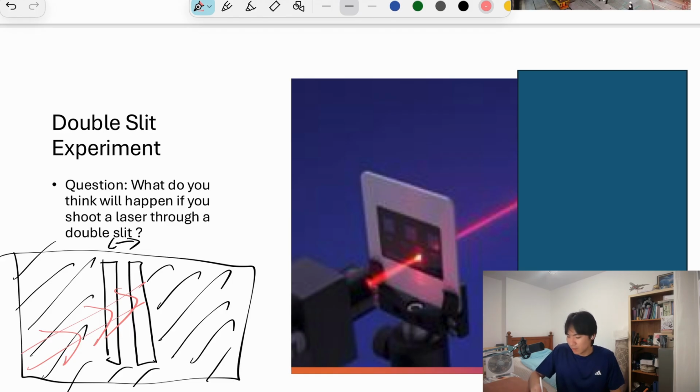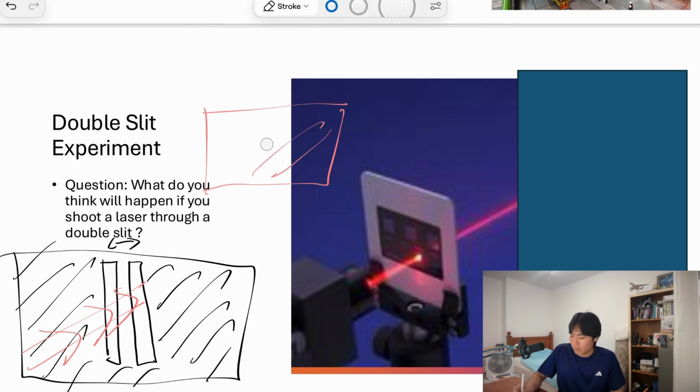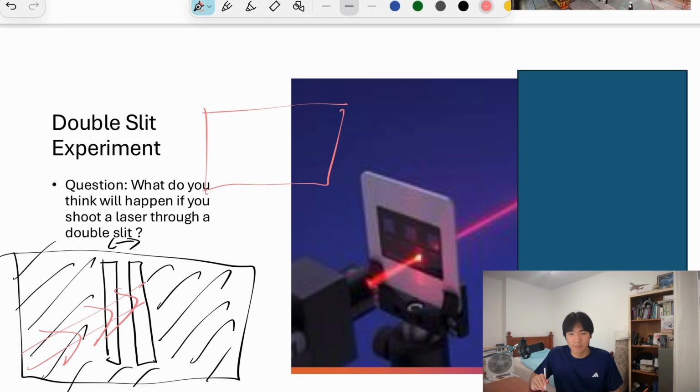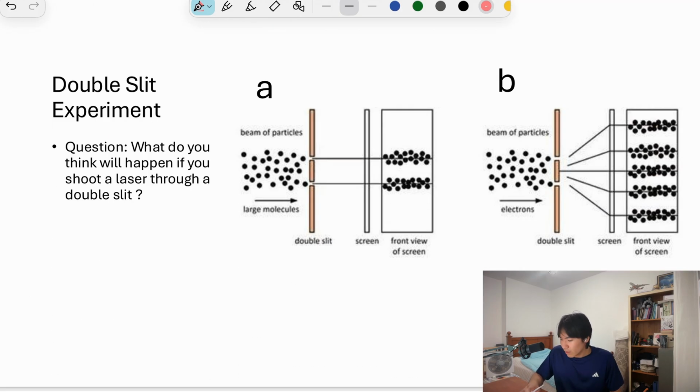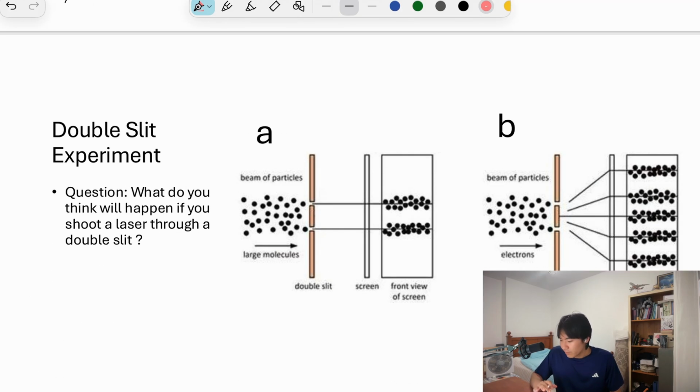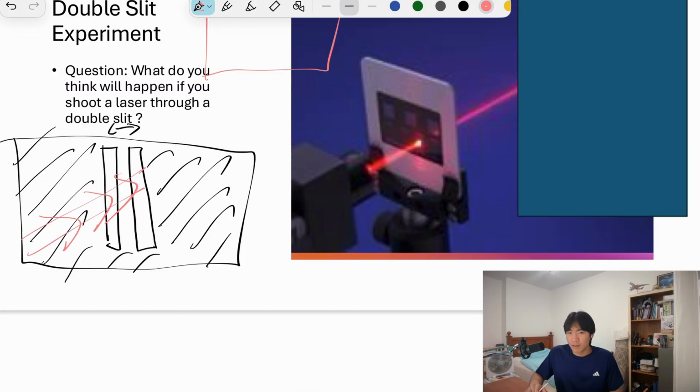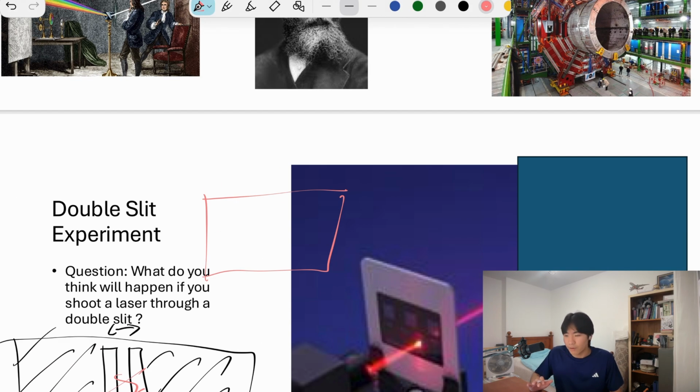Imagine you shine the laser, and back here you have a screen. What pattern do you think you're going to observe on the screen here? You can pause the video and try to guess it yourself, or if you don't want to, we can just carry on with the video. So, what we're actually going to observe? Okay, let's separate that into two scenarios.